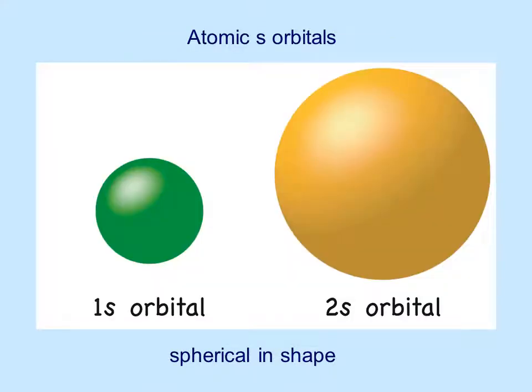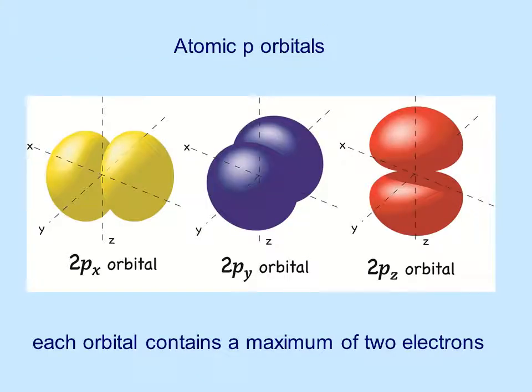Atomic orbitals, the s orbitals, are spherical. Here is a 1s orbital, and the electron is likely to be somewhere within that sphere. A 2s orbital is the same thing, only it's just larger. P orbitals start to get a little strange. There are three different types of p orbitals, and they're described geometrically on a grid. And each orbital contains a maximum of 2 electrons. So a p orbital might have 1, it might have 2 electrons.